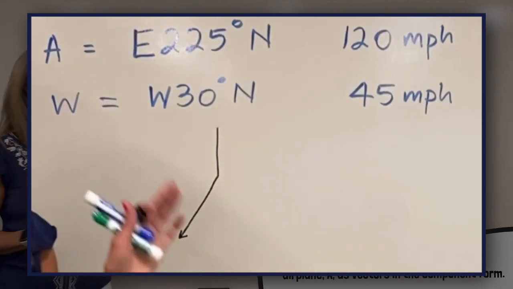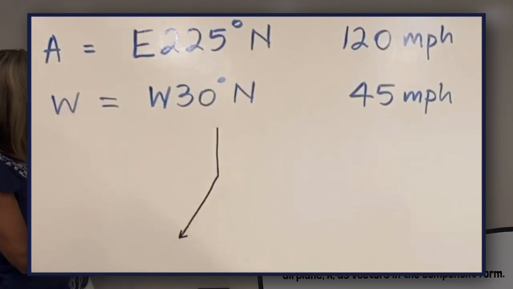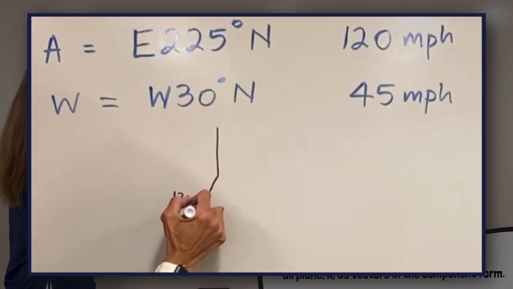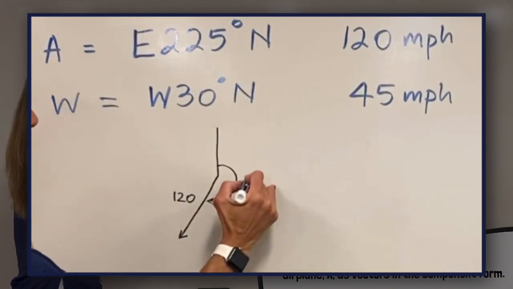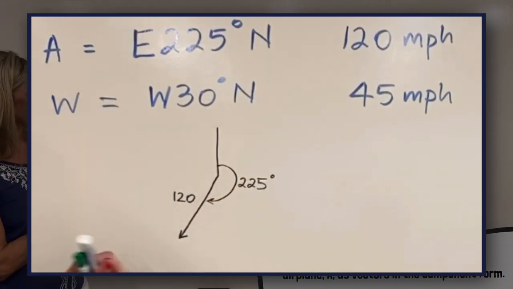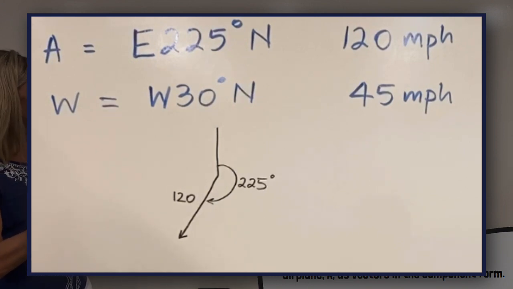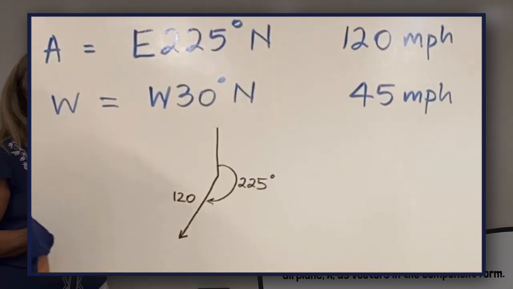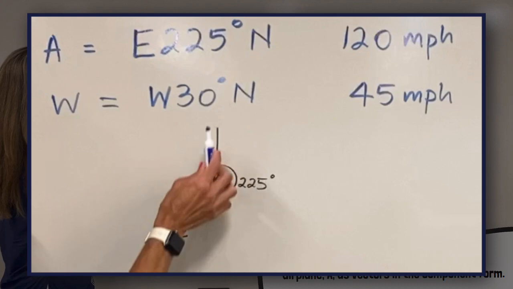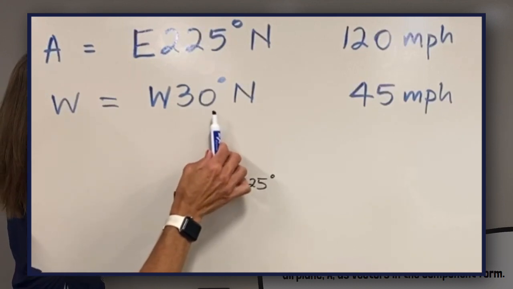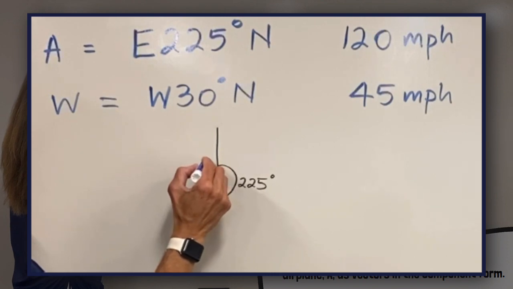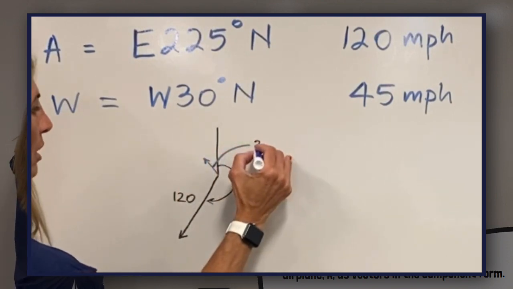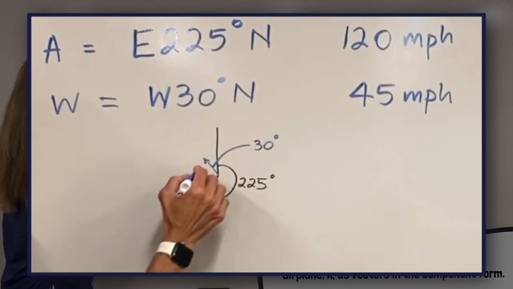So just so we don't get confused, I'm going to put an arrow on the plane vector, and we know that it has a magnitude of 120. Let's label all the pieces here. There is our plane vector. The wind is west 30 degrees of north. So again, here's north, we're going to go west 30 degrees, roughly in this direction. There's our 30 degrees, and it has a magnitude of 45.